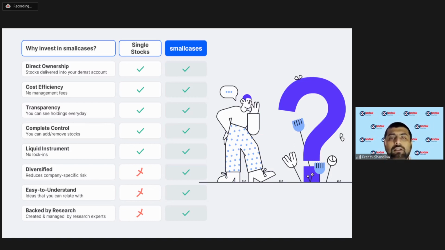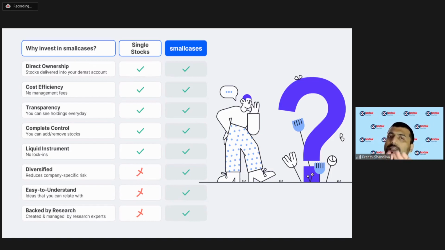Now let us talk about where the differences are. Smallcases naturally are a diversified basket, with exposure to different sets of sectors and stocks. Whereas when you purchase one stock or 2 stocks, you're not really able to diversify yourself. And when you buy 1 or 2 stocks, what is the one key problem that you're going to face? You really have no idea how the stock is going to perform.